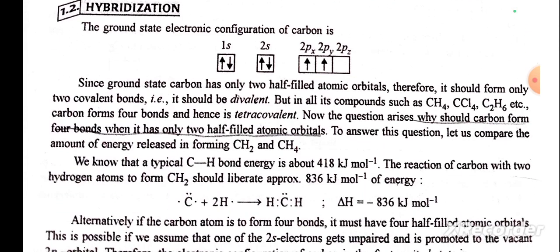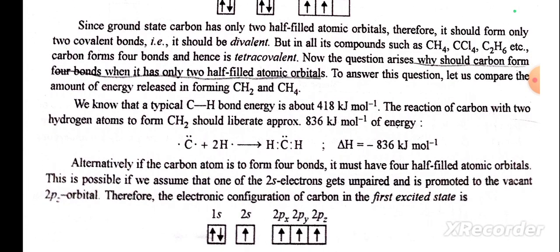Hybridization. In the ground state electronic configuration of carbon, there are only two half-filled atomic orbitals, and therefore it should form only two covalent bonds. It should be divalent, but in compounds like CH4, CCl4, C2H6, etc., the carbon has four bonds and hence is tetracovalent. Now the question arises: why does carbon form four covalent bonds when it has only two half-filled orbitals?